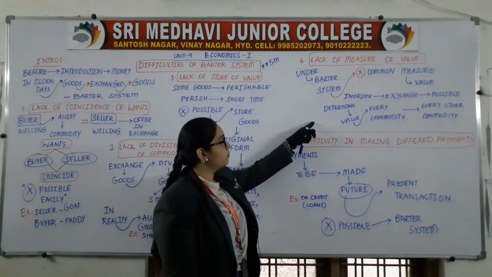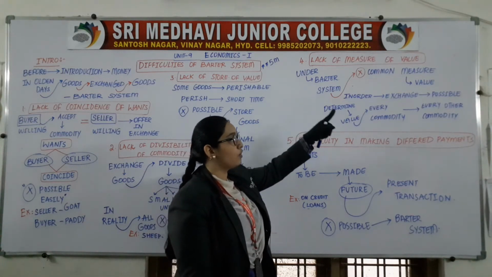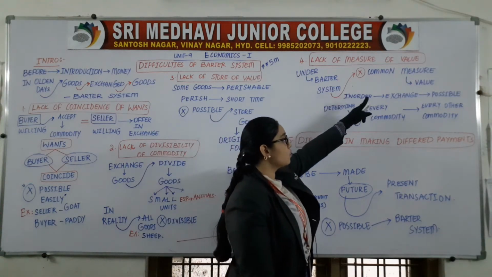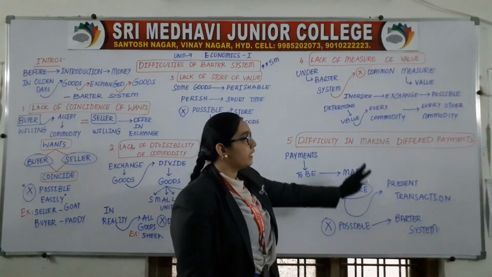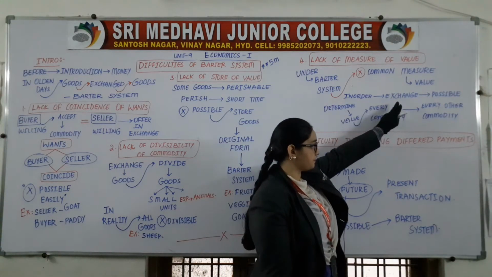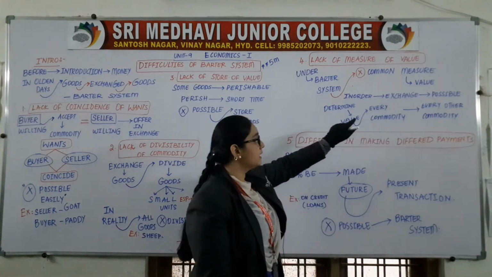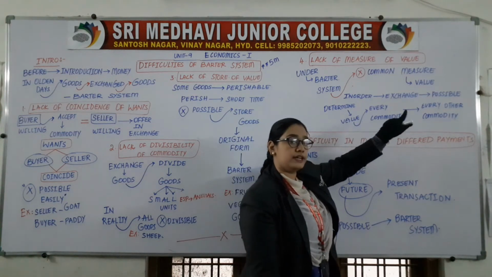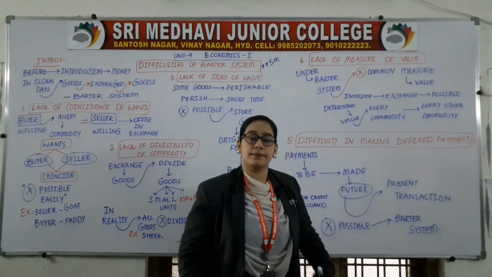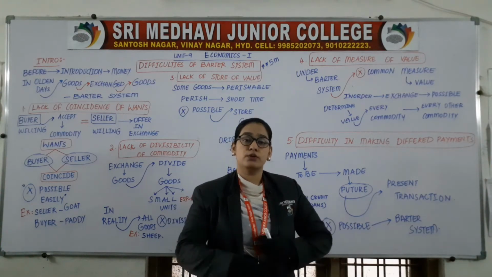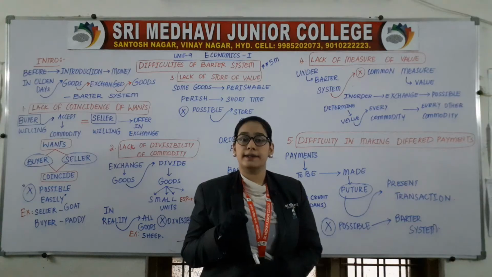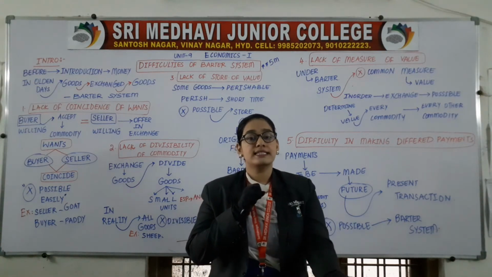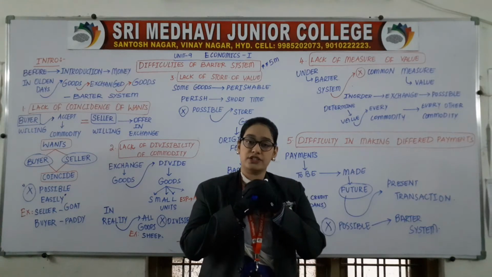Let us go to the fourth point, lack of measure of value. Under barter system, there is no common measure of value. In order to make exchange possible, you must determine the value of every commodity for every other commodity. For example, if I want to buy some 5 kgs of dal, then whatever you are selling must also be of 5 kgs.